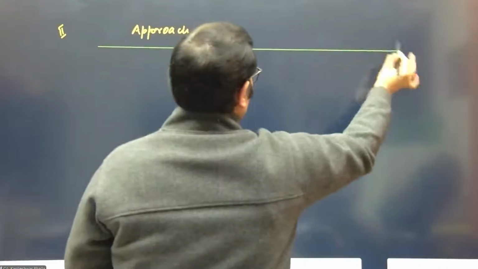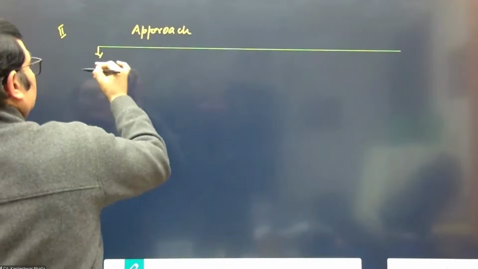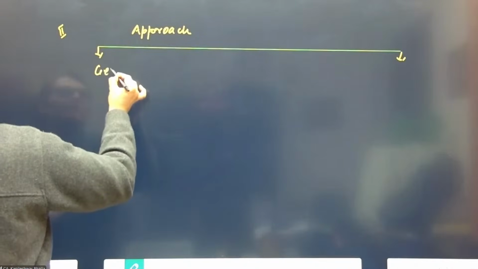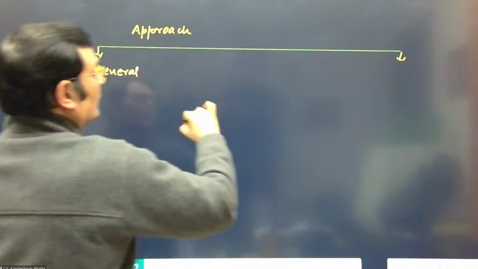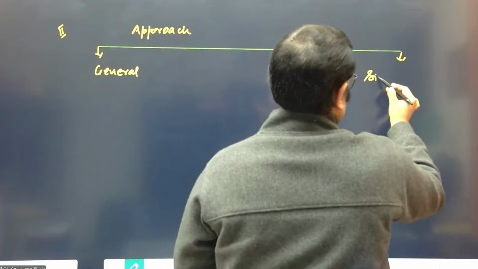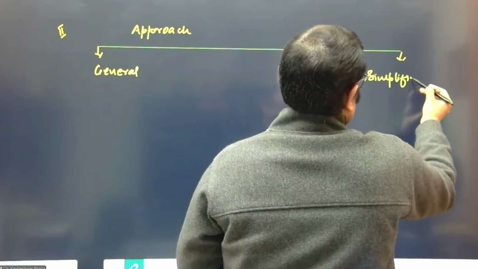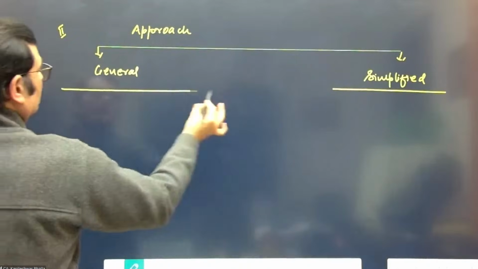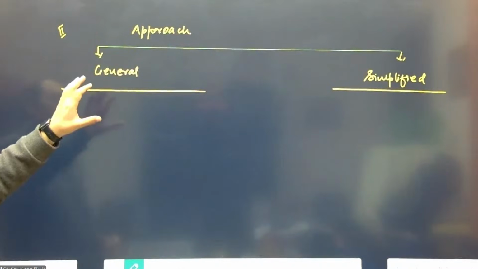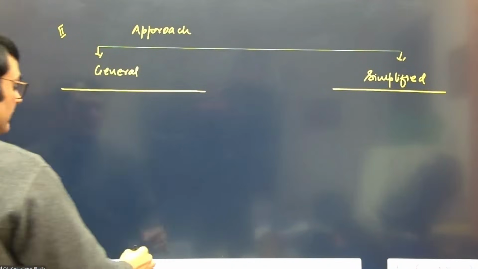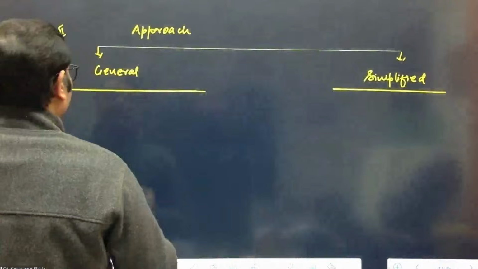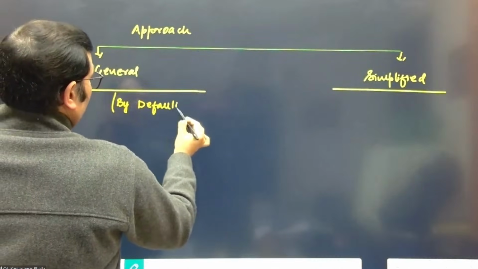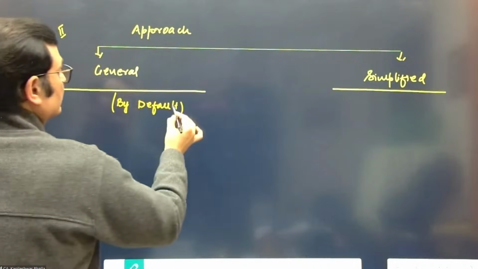And in terms of the approach, we have 2 approaches. One is a general approach and one is a simplified approach. The simplified approach applies in a particular case only. By default, we always consider a general approach. So when you say a general approach, this is by default. All the financial assets by default are going to be covered under the general approach itself.